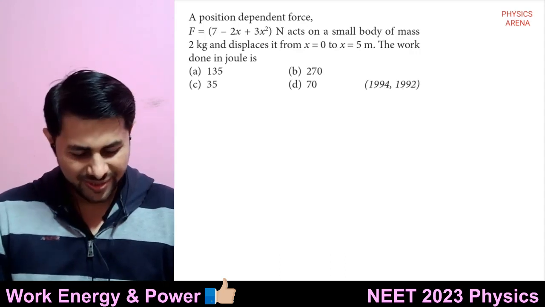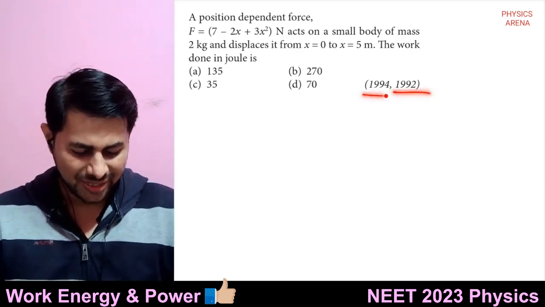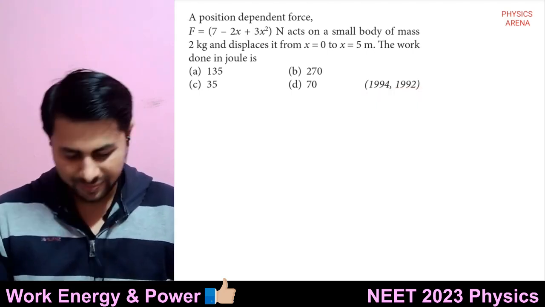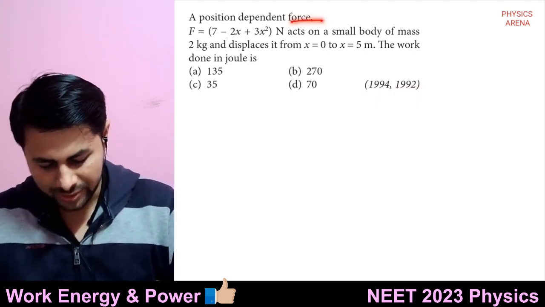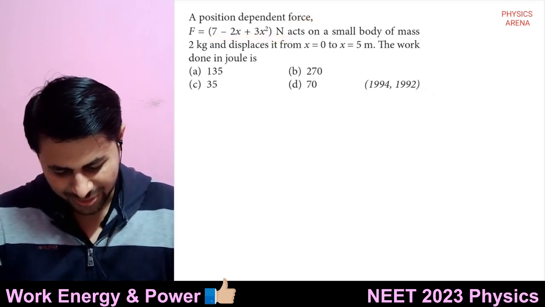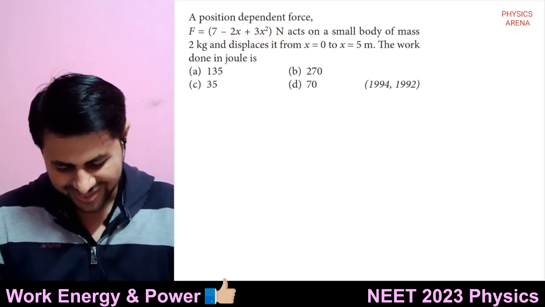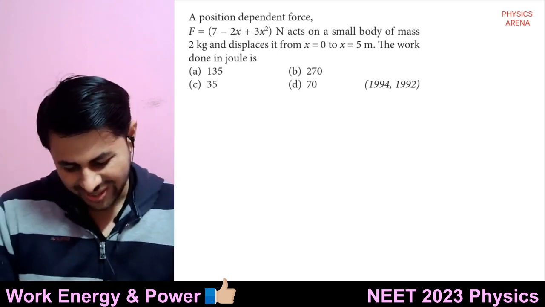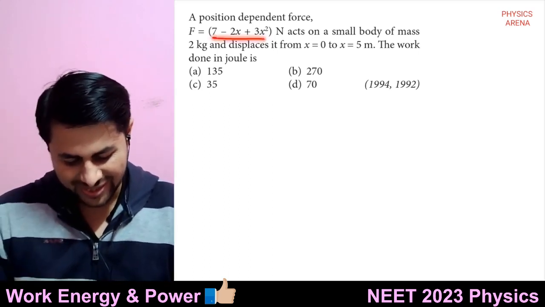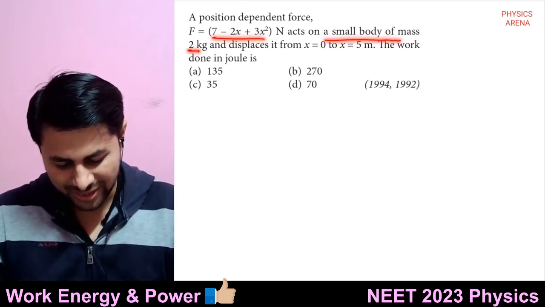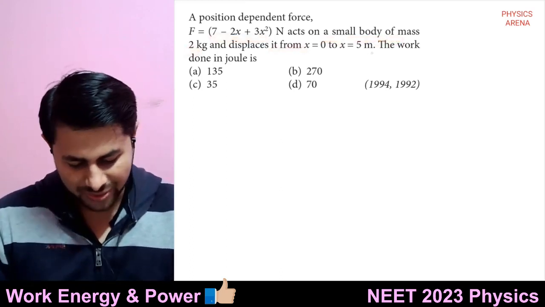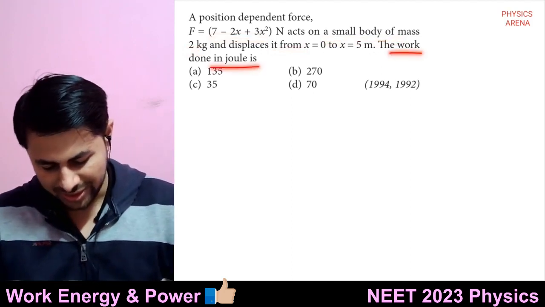So this was repeated in 1992, 1994. Okay, same question with same values. A position dependent force. You solved it so fast. Oh, very good. So a position dependent force, F equals this thing, acts on a body of mass 2 kg and displaces it from x equal to 0 to 5. The work done in joule is.